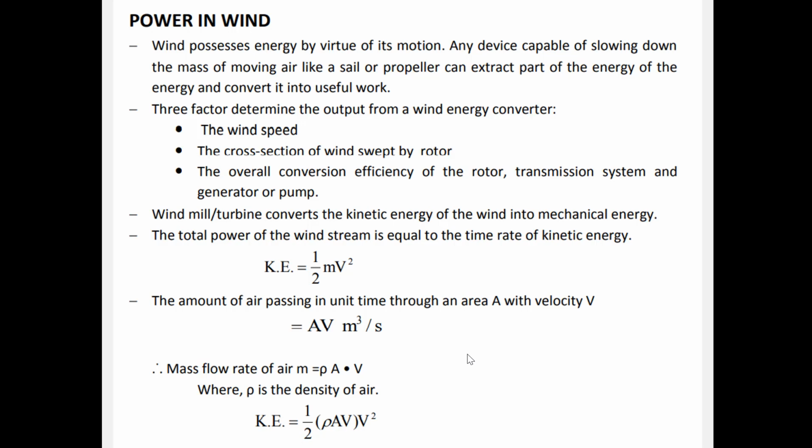The amount of air passing in unit time through an area A with velocity V is equal to AV meter cube per second. Mass flow rate of air m is equal to rho A into V, where rho is the density of air.